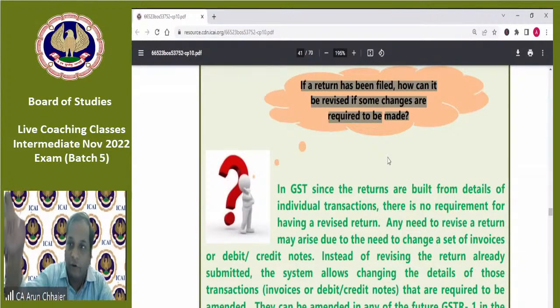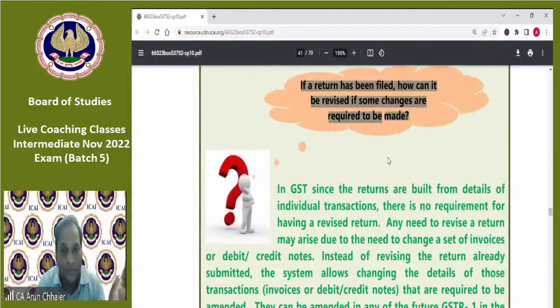In that case, for month 1, how much? 35% of 0 would be 0. No amount to be paid in month 1. No amount to be paid in month 2.